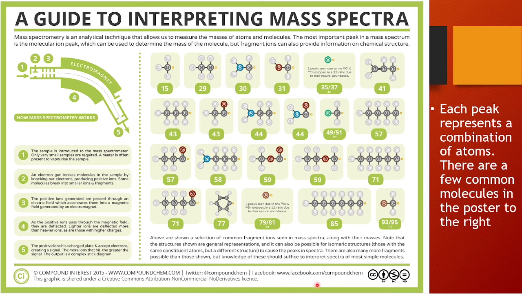Again, this is another poster from compoundchem.com. It shows you that it goes through the electron beam, and then it goes through an electromagnet. The stronger it is, the bigger it is, the less deflected it will get, so it will hit the detector further out this way. If it's lighter, then it will be deflected more, so it will hit further out this way. And then these are some common things you'll find. So CH3 group is at 15, C2H5 is at 29, so on and so forth.